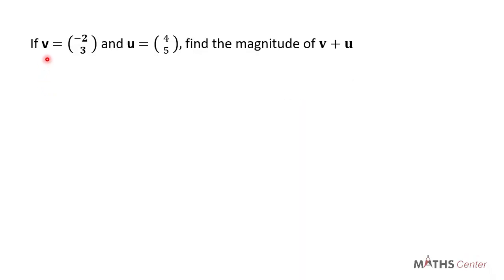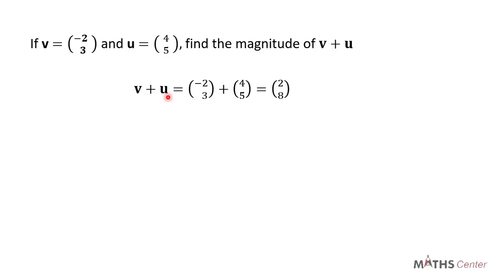If vector v is equal to (-2, 3) and vector u is equal to (4, 5), find the magnitude of the vector v plus u. Before we can find the magnitude of the vector v plus u, we first have to find the vector v plus u. So we will add the vector v to the vector u.